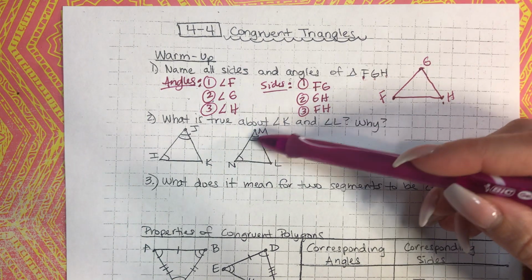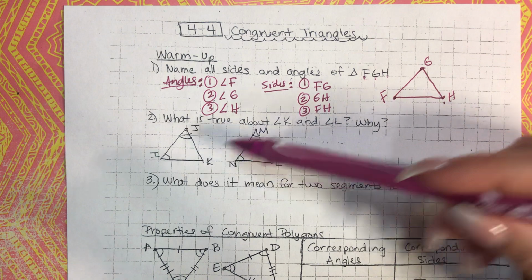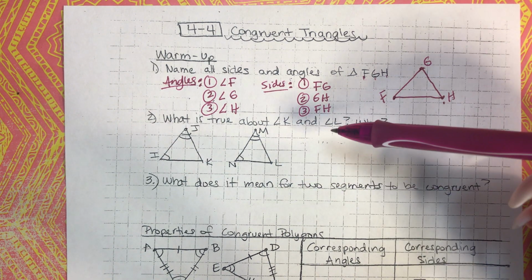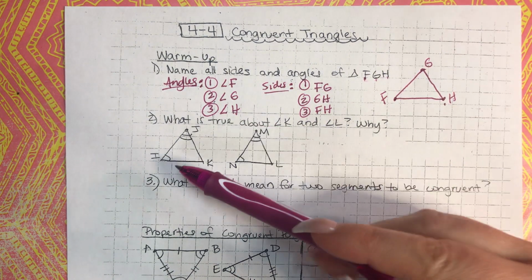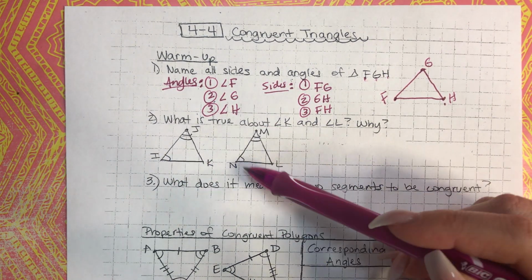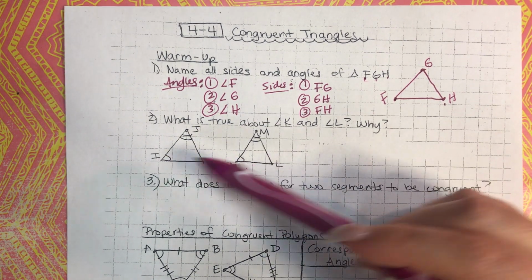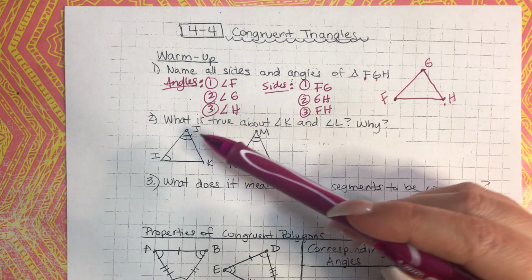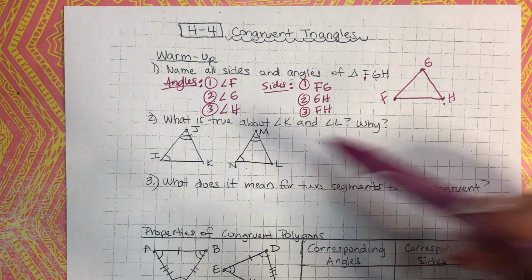Let's look at number 2. It says, what is true about angle K and angle L? What do you think? Well, what do we see? We see that there's 1 arc mark for I and N. There's 2 arc marks for J and M. That means that angle I and N are congruent, and angle J and M are congruent. So what do we know about angle K and L?